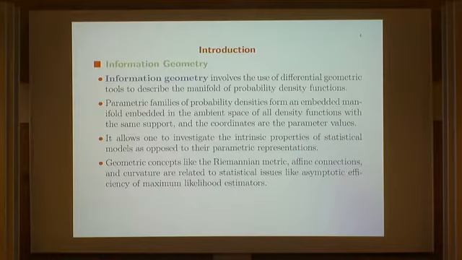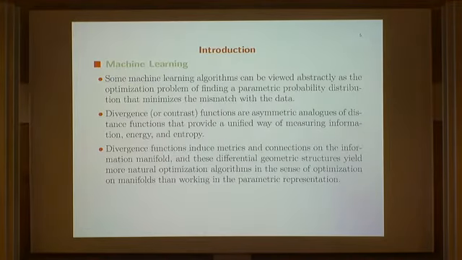And then, as it turns out, geometric concepts like some notion of metric, connections and curvature have some connections to statistical issues like, for example, asymptotic efficiency of maximum likelihood estimators. So the more curved the space of models you have is, the harder it is to have a good approximation. It's not so surprising.